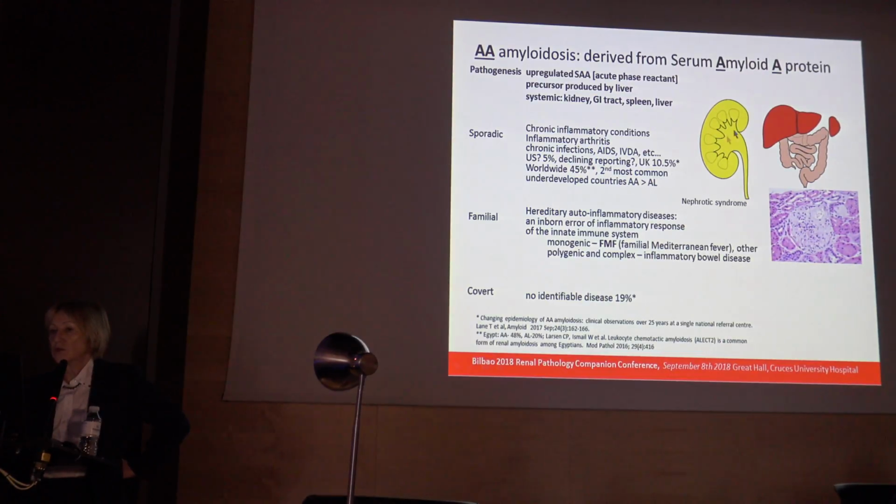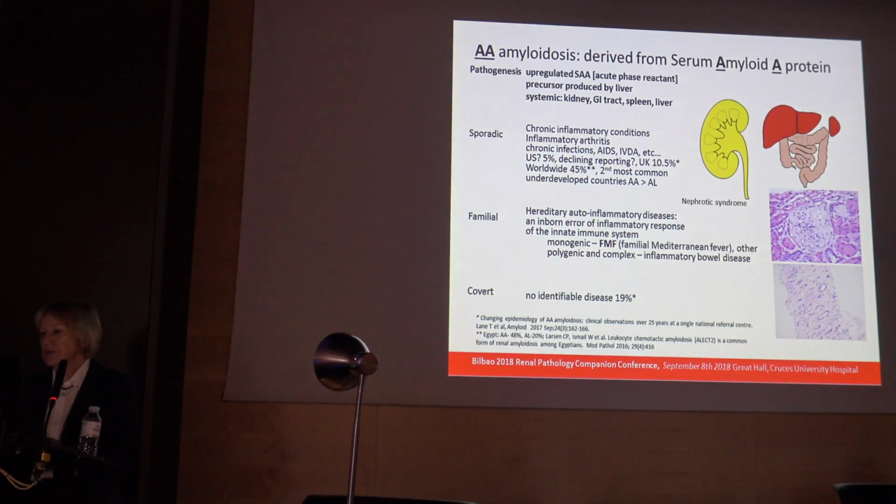AA amyloidosis, where you have amyloid derived from serum amyloid A protein, which is an acute phase reactant, upregulated during chronic inflammatory processes. You know that it's produced by the liver, and we have a systemic disease. Kidneys are essentially affected in almost 100% of the patients, and other organs include liver, spleen, and GI tract. This is a typical image of the kidney, but beware of the fact that about 3% of patients with AA amyloidosis can have medullary deposits.